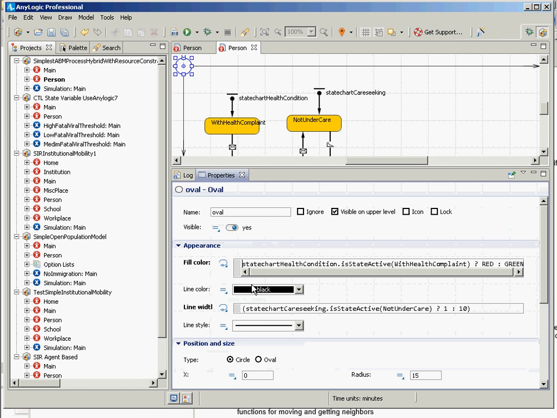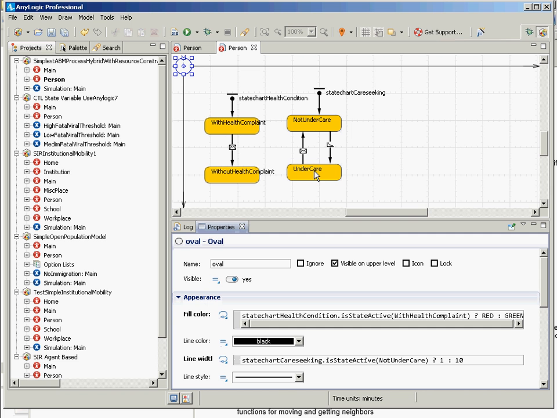And for the line width here, we have a similar logic. Anyone want to interpret that for me? What is that saying? The width of the border of that circle. Good, that's right. So if they're under care, then it'll be a thick border. Otherwise, it'll be a thin border. And if they have a health complaint, it'll be red. Otherwise, it'll be green. Now, obviously, we could start them without a health complaint, and we can transition here probabilistically with a rate transition or whatever. But for simplicity, I've had them start in the situation with a health complaint.